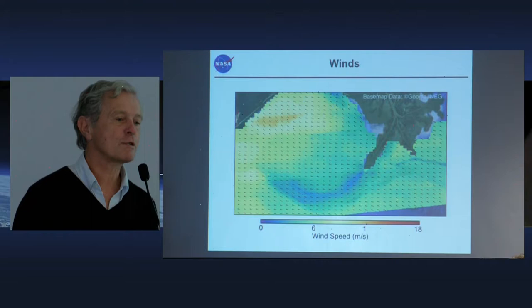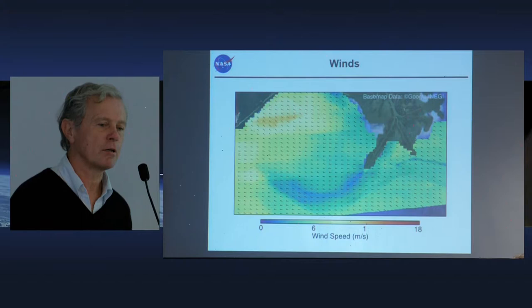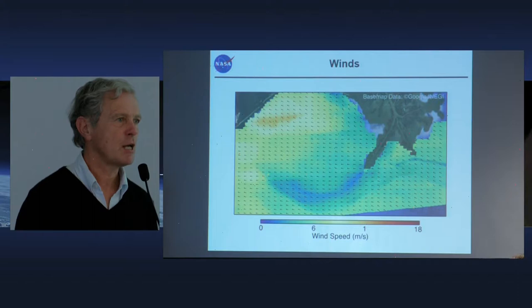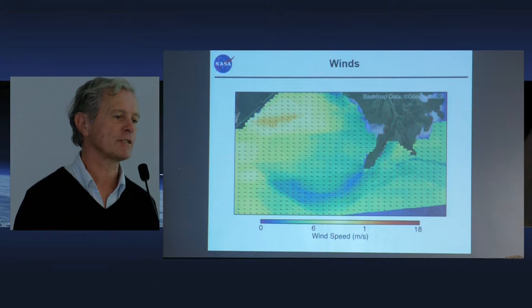And one of the key issues in the coupling of winds, air-sea interaction, is over what scale those interactions take place. Because if there's a very strong wind stress curl that happens over very short distances, then you have a very strong vertical forcing.